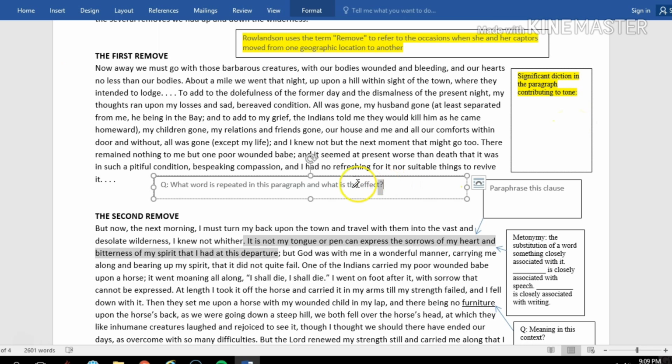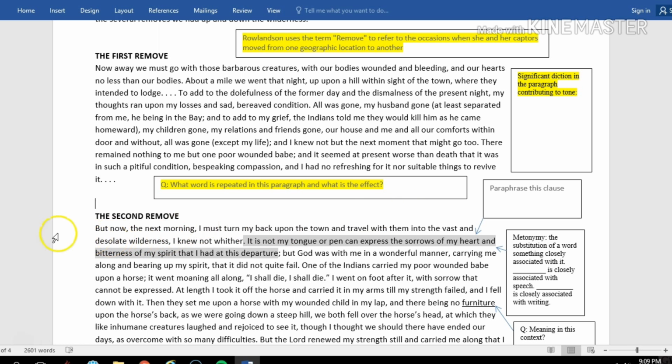And then the second question with this paragraph is what word is repeated in this paragraph and what is the effect of that word being repeated. So look closely, read it again if you need to. If you need help, be sure to ask me.